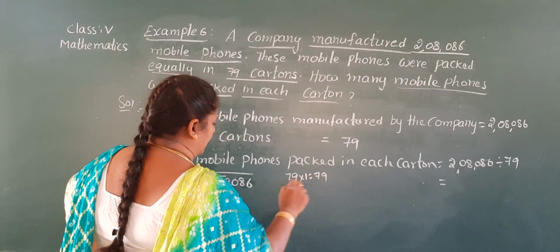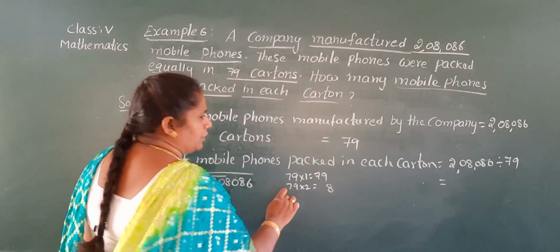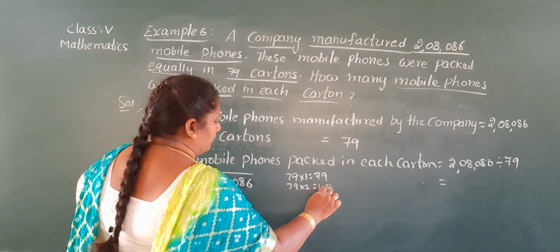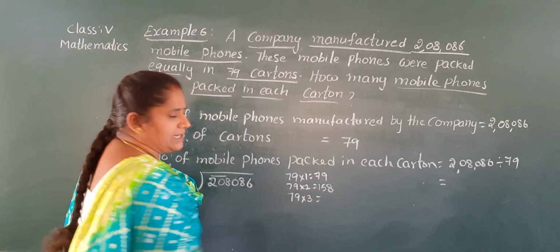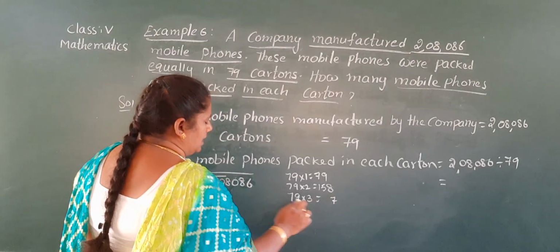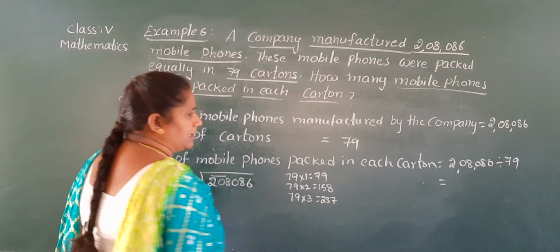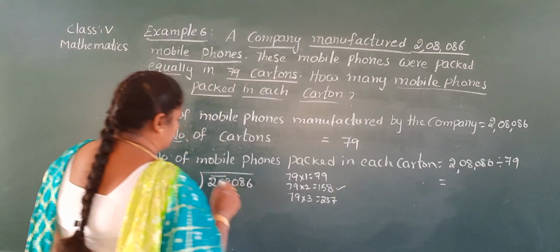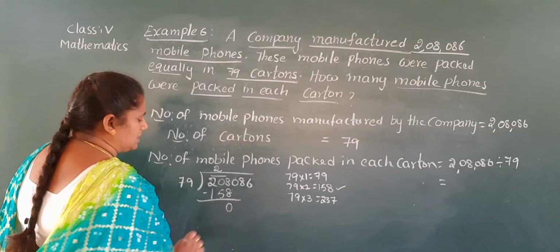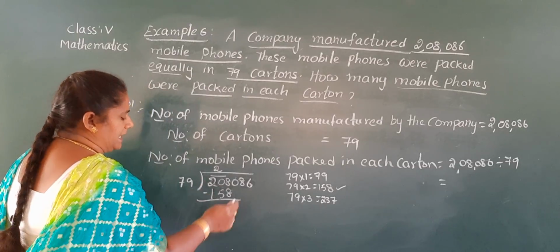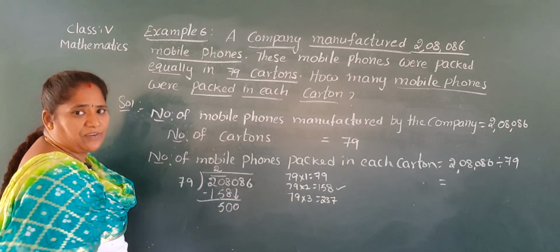79 ones are 79. 79 twos are: 2 nines are 18, 1 in hand, 8 down. 2 sevens are 14 plus 1, 15. 158. 79 into 3. 3 nines are 27, 2 in hand, 7 down. 3 sevens are 21 plus 2, 23. 237. But it is the greatest number, so you take only 2 times. 79 twos are 158. 8 minus 8 is 0. 0 minus 5 not possible. Take borrow. 10 minus 5 is 5. Now you take down 0. Now the number is 500.